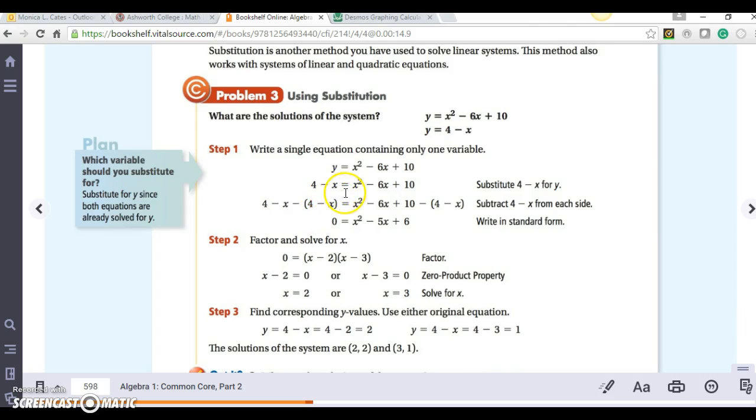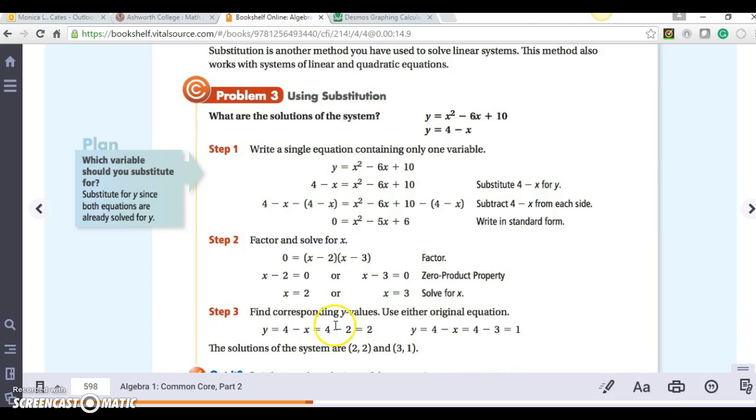So I have 4 minus x equals x squared minus 6x plus 10, and I can solve by setting one side equal to 0. So I'm going to subtract 4 and add x over here. And when I do that, I get x squared minus 5x plus 6. And so I can factor this. My factors of positive 6 are negative 2 and negative 3. So I get x minus 2 and x minus 3. So I get x equals 2 and x equals 3.